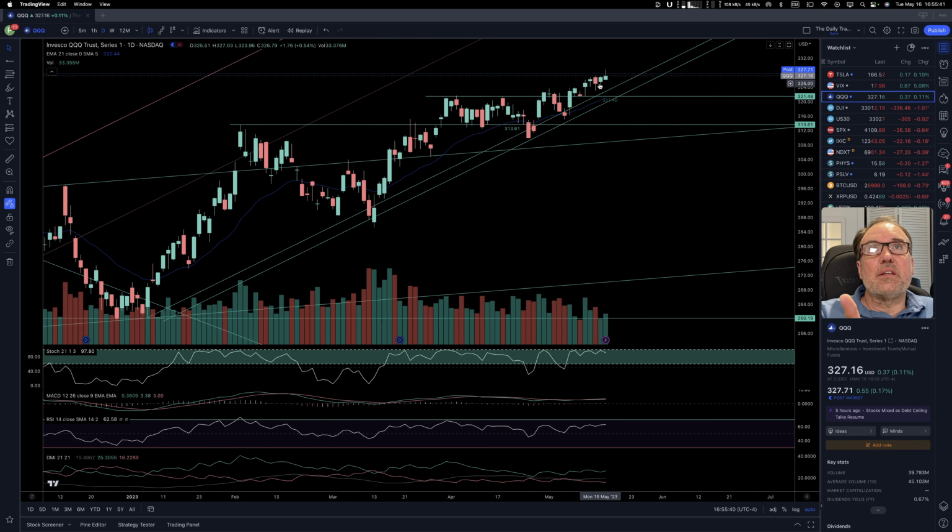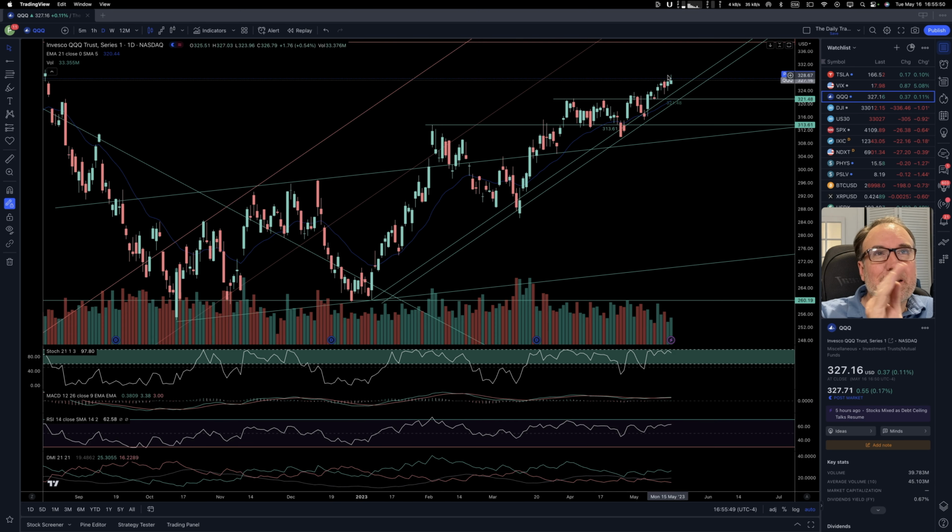QQQ is continuing its move. We have a longer wick at the top, but no wick at the bottom here. So this is indicating that there's a slowdown right here. There's a slowdown, so I am expecting things maybe to go down a little bit.